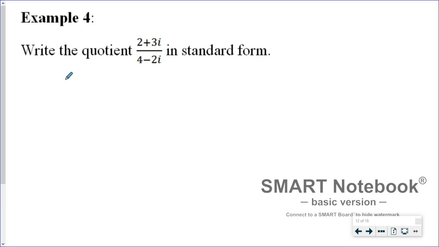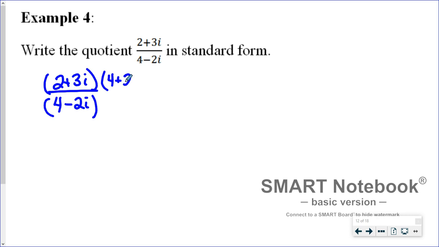All right. So if we're trying to do 2 plus 3i divided by 4 minus 2i, that last slide said to multiply the numerator and denominator by the complex conjugate of the denominator. Here we're just multiplying both by 4 plus 2i.